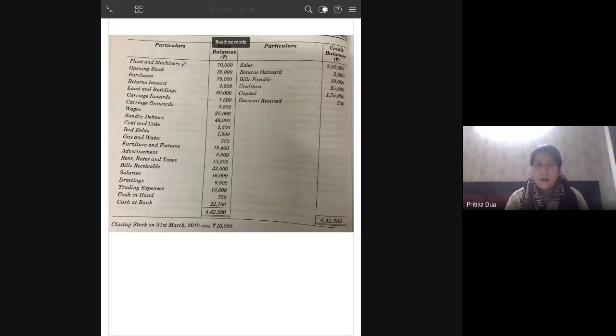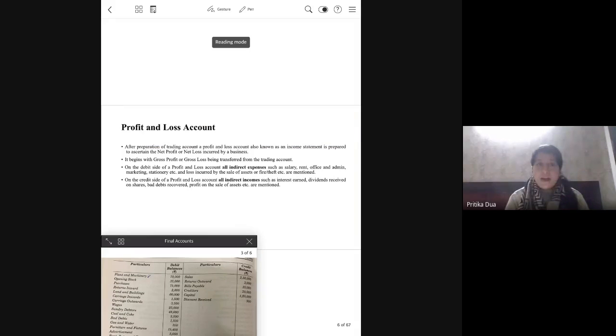Information given in here, some of that applies to the trading account and some of it is not applicable to the trading account. What we will do is I'll first introduce the concept of profit and loss account to you, and then we'll come back to this question. Then it will make more sense. So let's move back to the slide. I've also shared the PDF of this chapter on the Google Classroom, so you can access the slides which I am presenting here for your revision purposes.